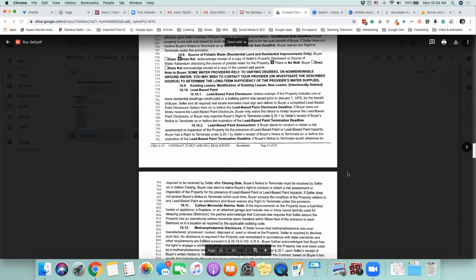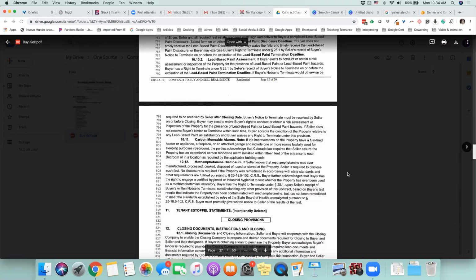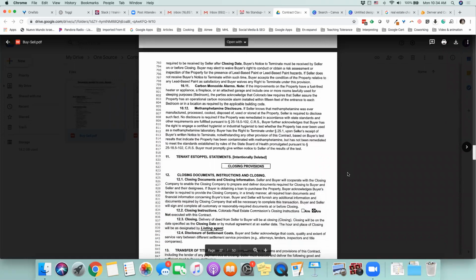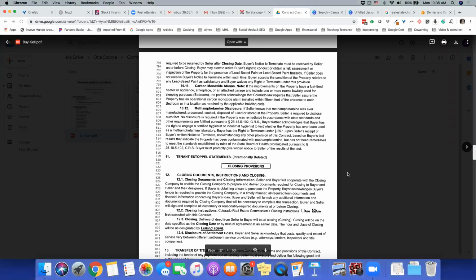Then carbon monoxides on 10.11: please make sure that the carbon monoxides are there, and make sure that it's there at the time of your inspection. If it's not, you put it on your inspection that they have to be put in prior to closing. But if you list something, always make sure that they're there. We don't have a meth disclosure right now. Other companies might, but we don't have one. But just say, "Hey, that is a question to ask anybody. Do you know if meth has been cooked in this house or used?" Nobody should be offended by it, but it should be a question that might want to be asked.